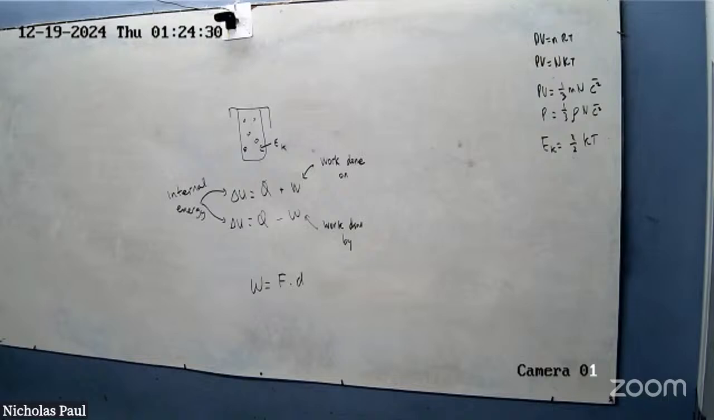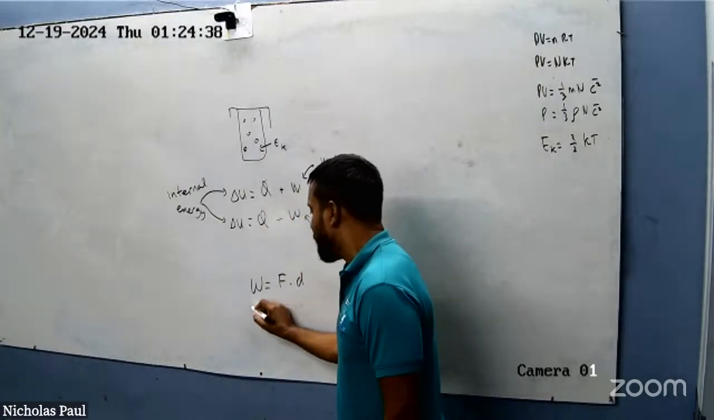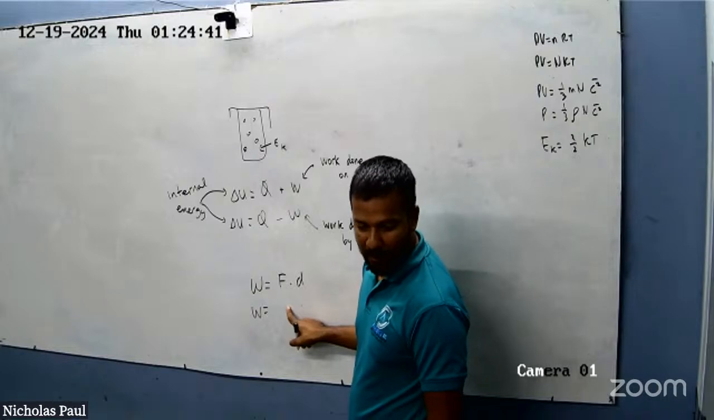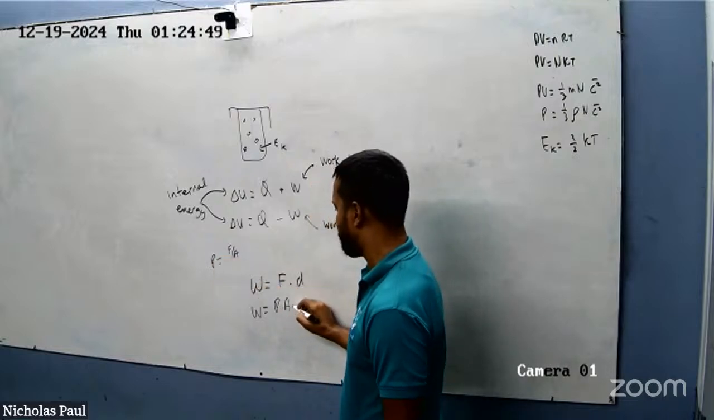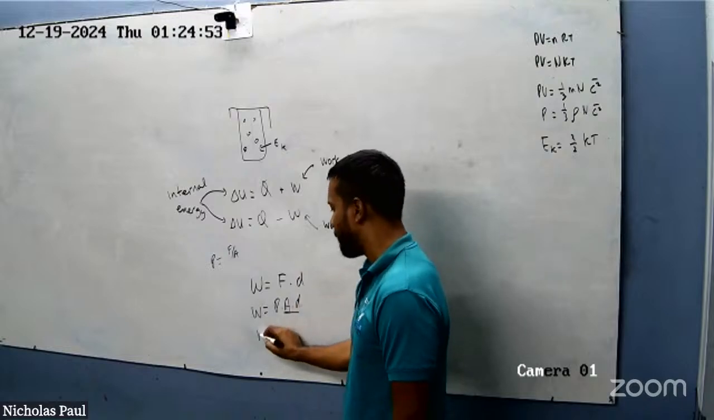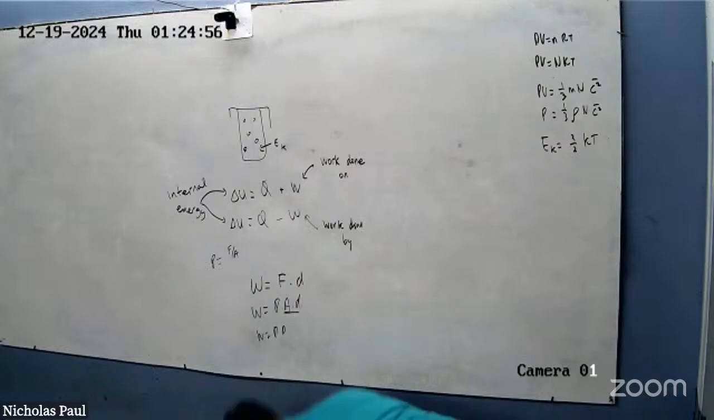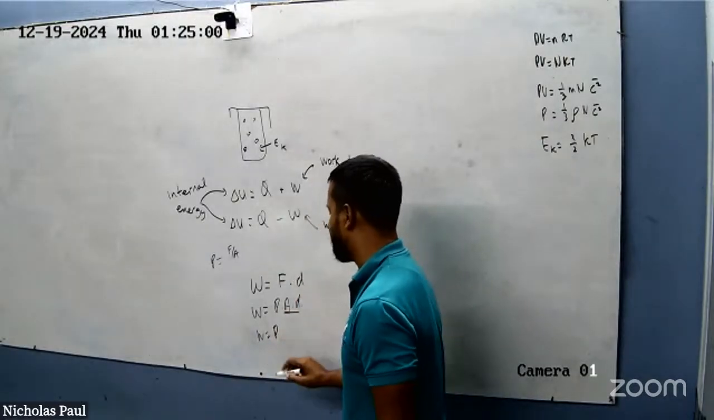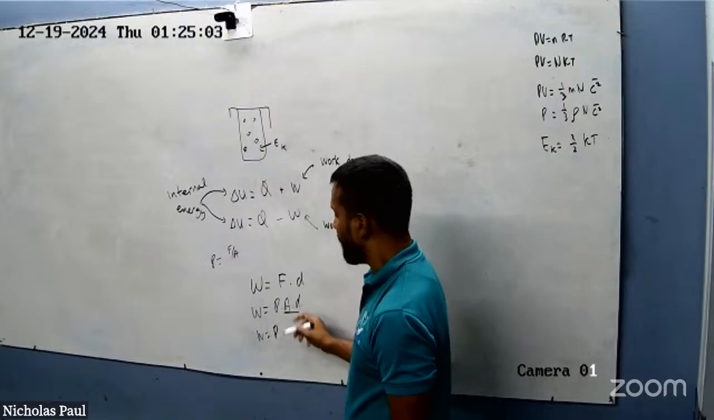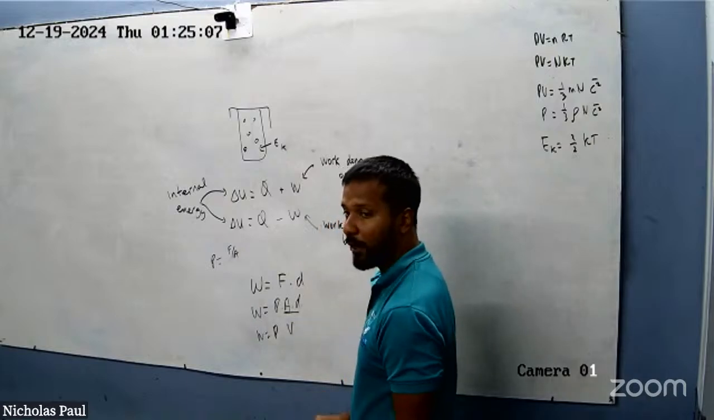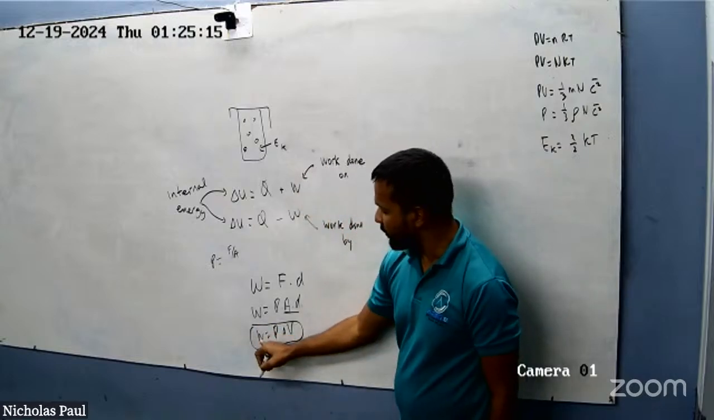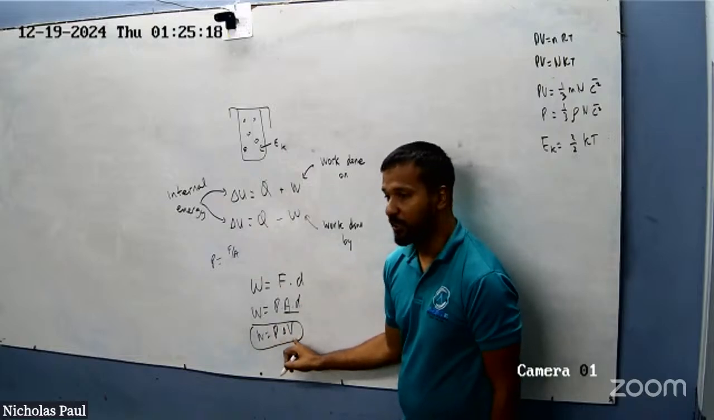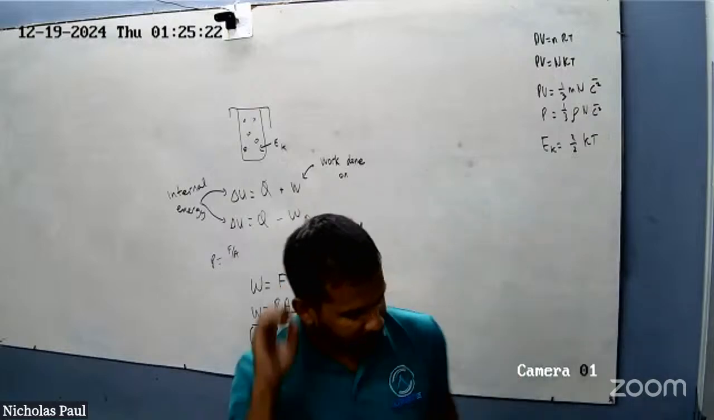Yep, force is pressure by area. Pressure is force on area, so force is pressure by area. And area by distance is generally your volume. If you have the area of something by the height, that's your volume. So basically, that just means change. What we observe here is that the work done on or by is the pressure exerted by the change in volume.